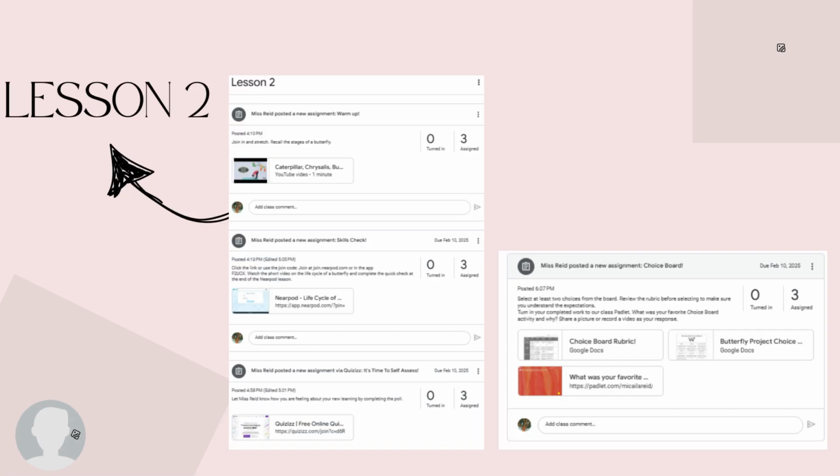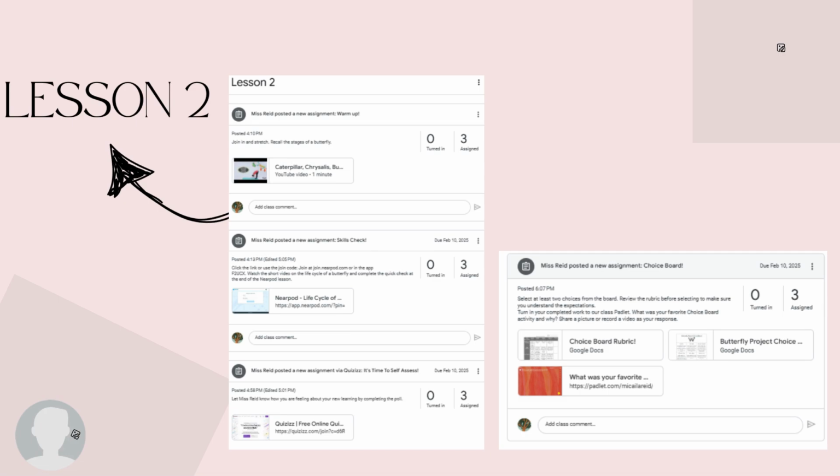Lesson 2 begins with a yoga warm-up. In this warm-up, students are engaging with the steps or the stages of the life cycle of a butterfly. And then they will complete a Nearpod lesson where they watch another short clip, which helps them to review the previous day's lesson. And then they complete a drag and drop. And this is a graded assignment.